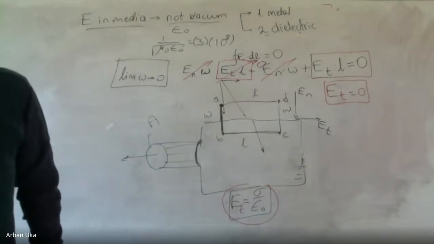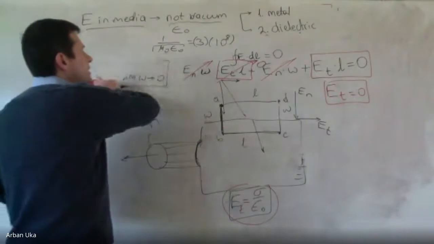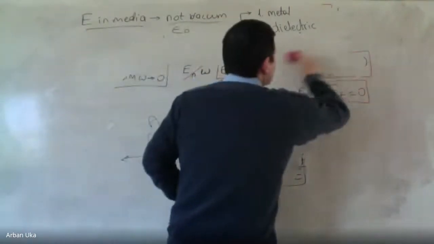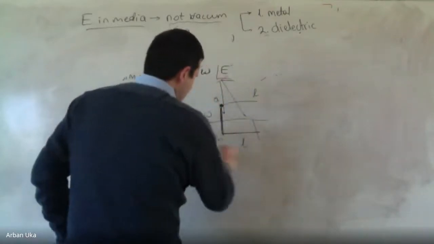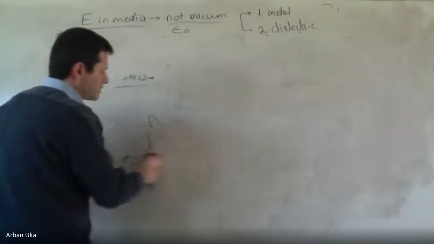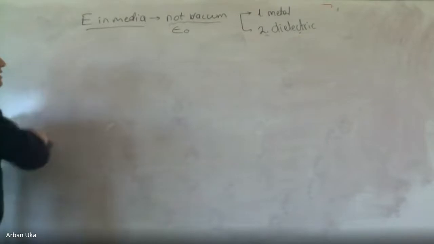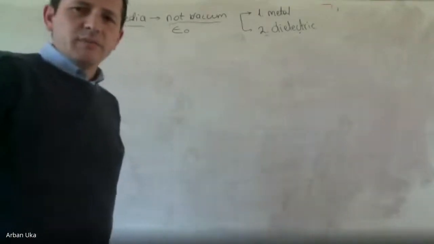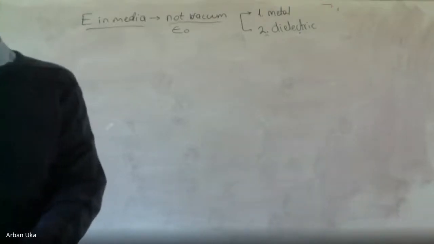Now we move to a new type of materials. We go to the other one, which is a dielectric. These dielectrics are materials like a piece of glass, a piece of plexiglass, a piece of rubber, a piece of paper. These are all possible materials which respond to an external electric field in different ways.